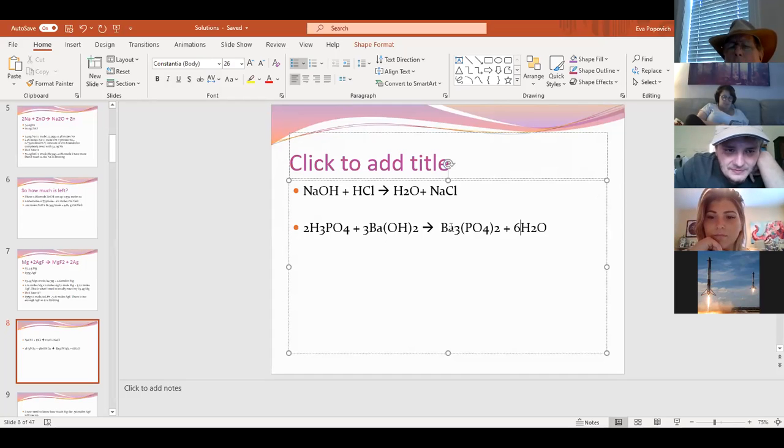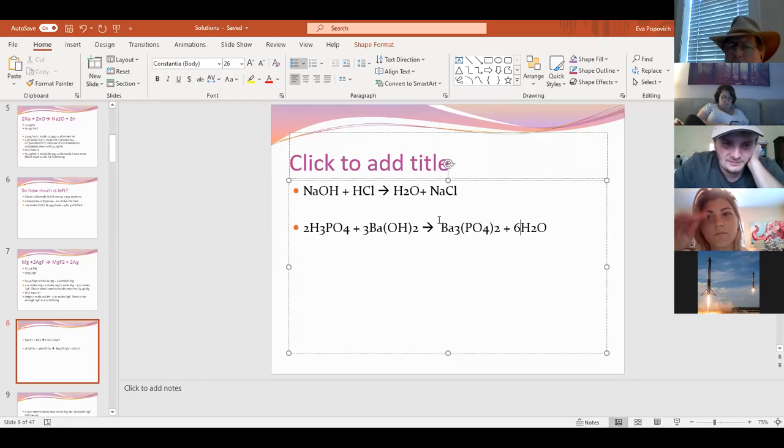When you're dealing with molar ratios, it's the ratio of the coefficient of one chemical over the coefficient of the other. So in this case, it would be 1 to 2.